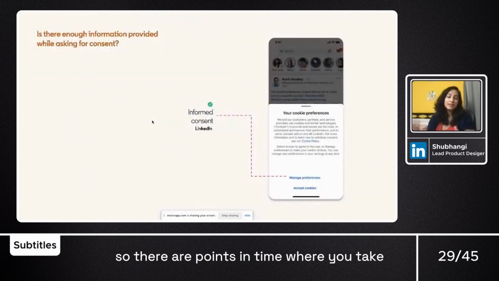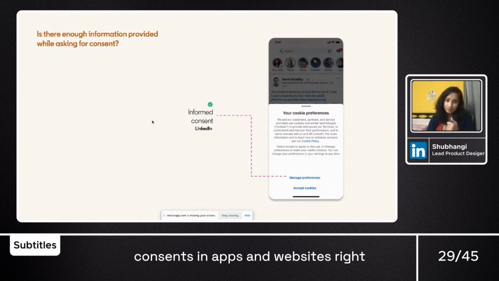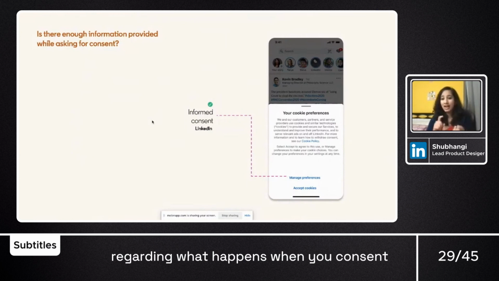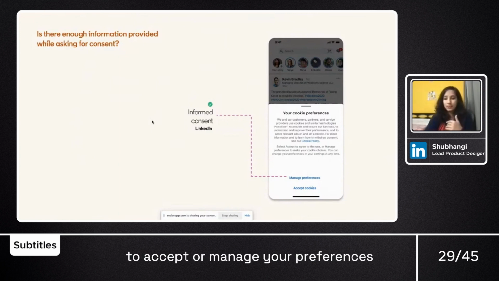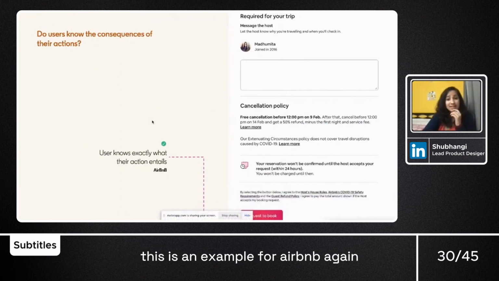So there are points in time where you take consent in apps and websites, right? Are you giving them all the information at that point? This is a simple cookie consent form by LinkedIn, where it gives you all of the information regarding what happens when you consent to this, and what the consequences are, and also you have an option to accept or manage your preferences.